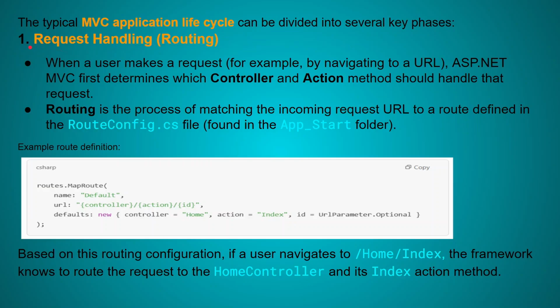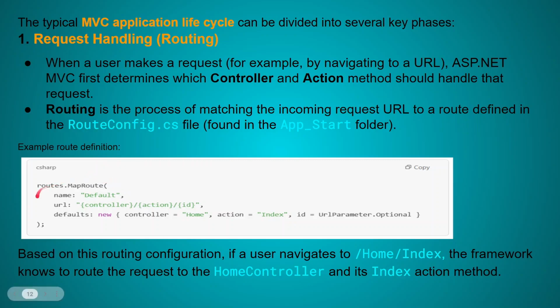The first point is request handling, which we call routing. When a user makes a request, for example by navigating to a URL, ASP.NET MVC first determines which controller and action method should handle the request. Routing is the process of matching the incoming request URL to a route defined in the RouteConfig.cs file found in the App_Start folder. Example route definition.